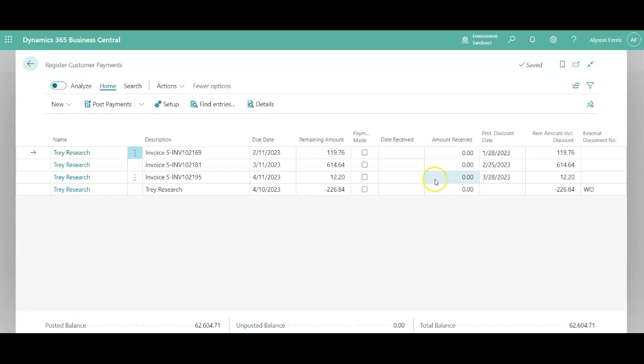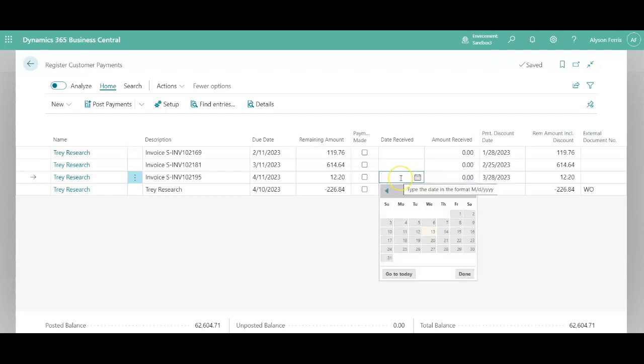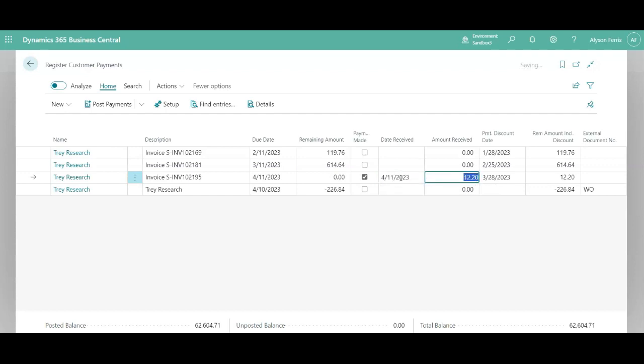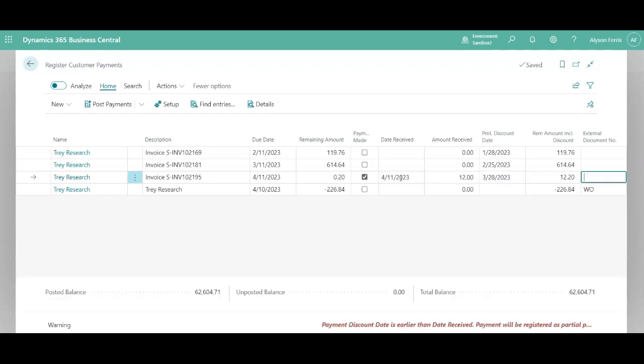So let's say we recorded this payment today, and we'll say we received, let's make it $12 even. And for the external document number, we'll enter check number 12323. And let's preview what that would look like.